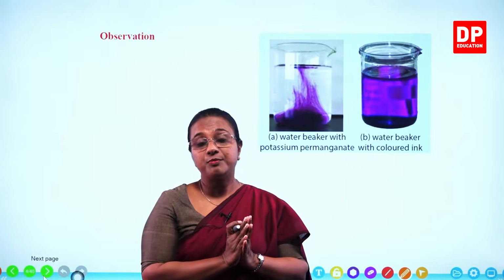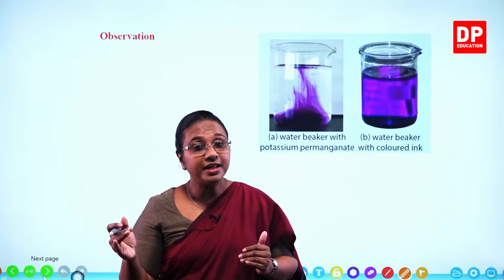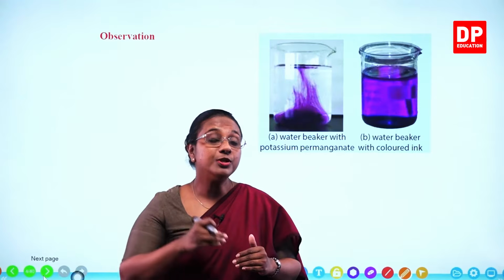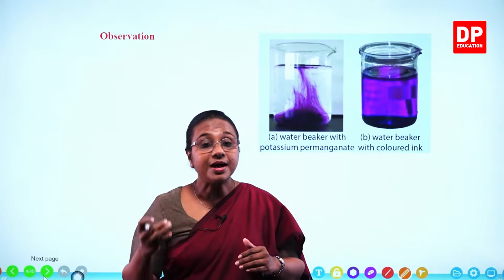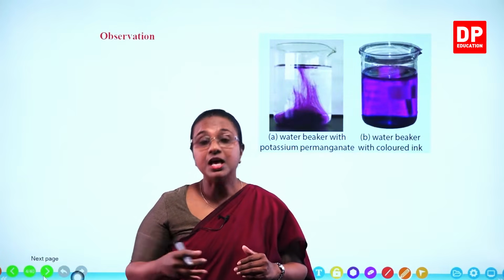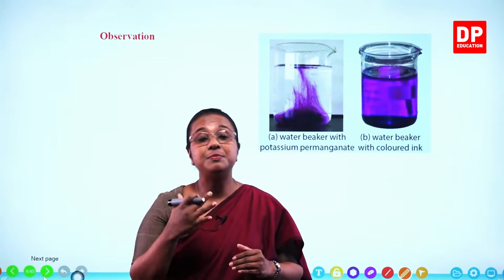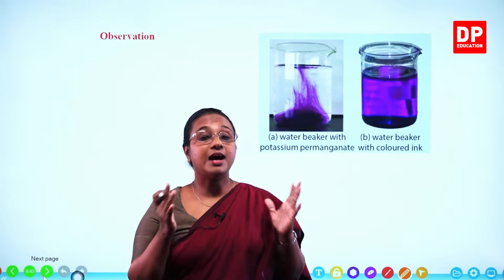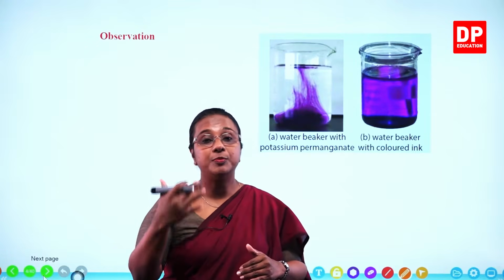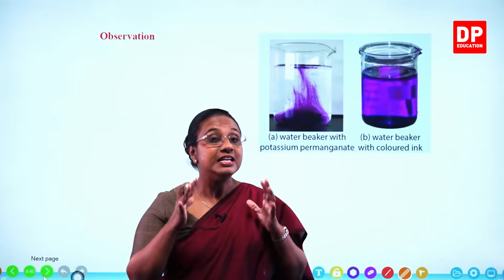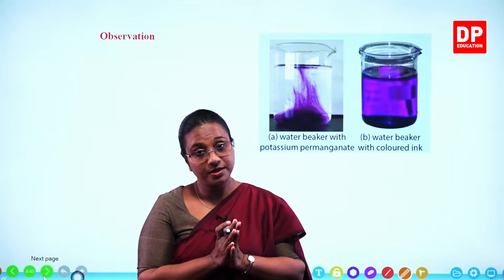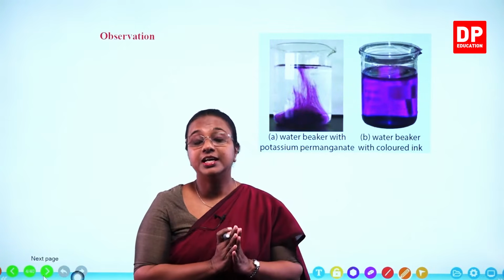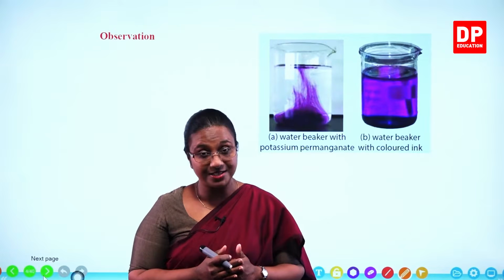Water is made up of particles. Potassium permanganate crystal, although solid, that is also made up of particles. When you put the crystal into water, the particles of potassium permanganate move through the spaces present between the particles of water. So that is why the color spreads throughout, and also the potassium permanganate crystal dissolves completely in water. So from that we can conclude that water is discontinuous in nature.